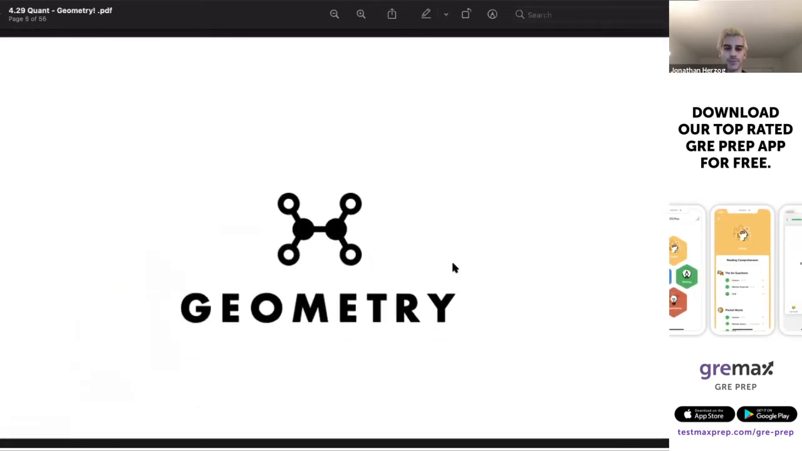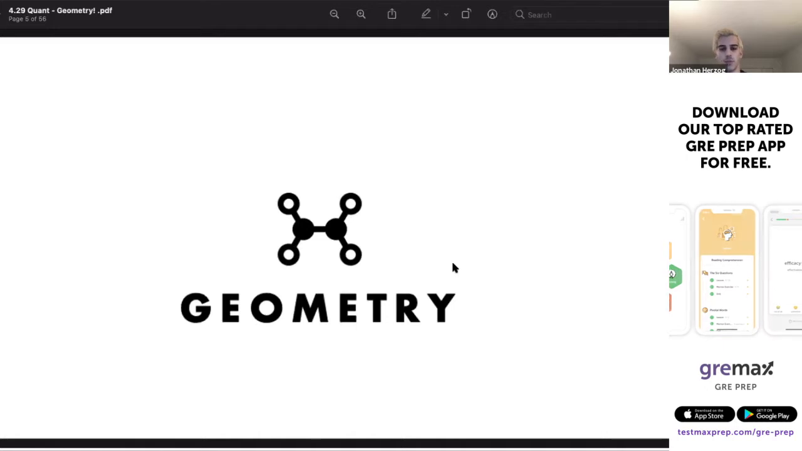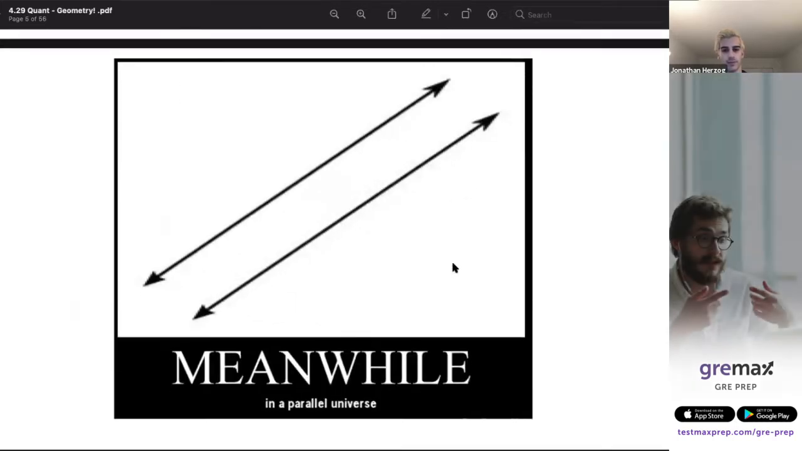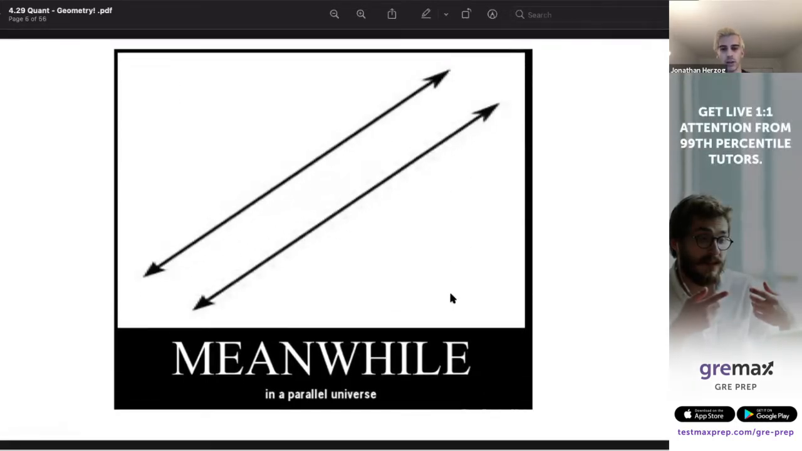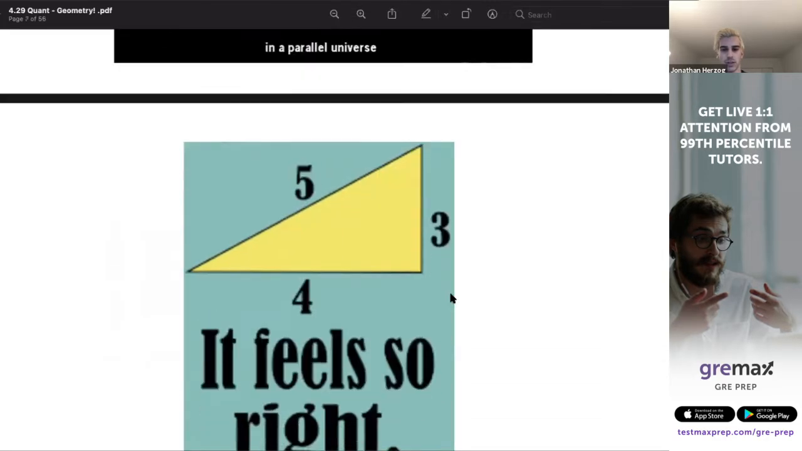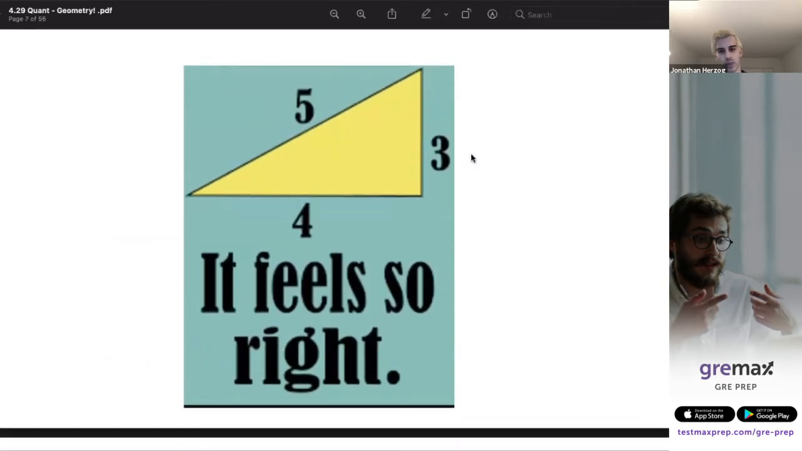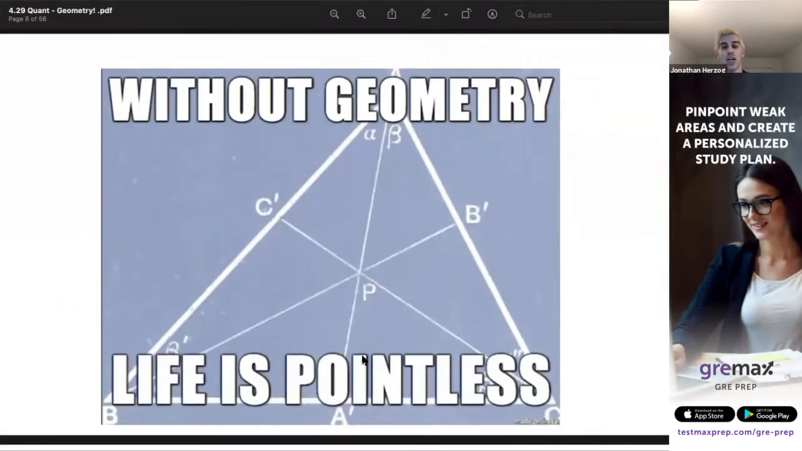And here we go. We always got to pull in some memes or some GIFs to start us off. Meanwhile, in a parallel universe, it just feels so right. 3, 4, 5, magic right triangle. Without geometry, life is pointless.